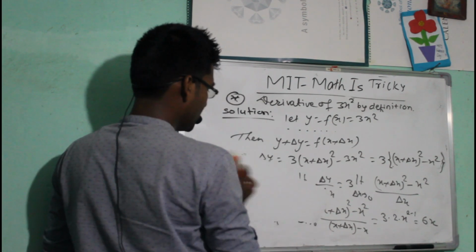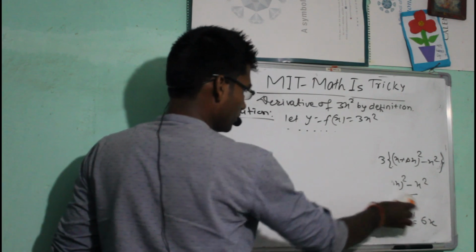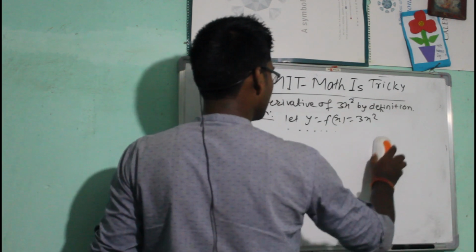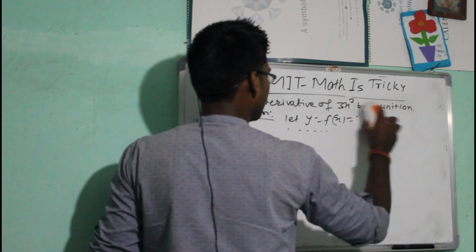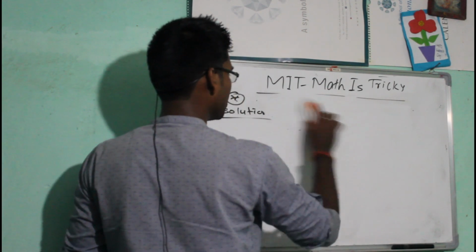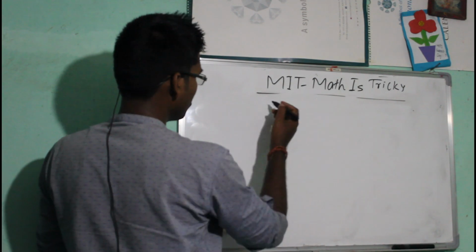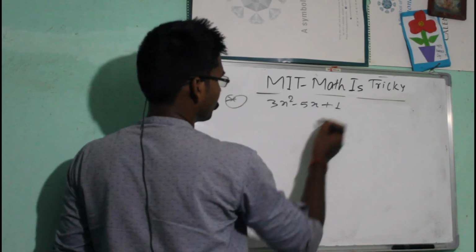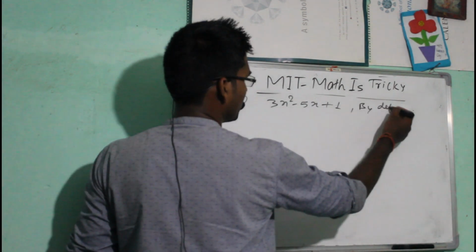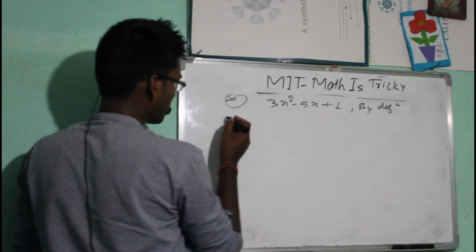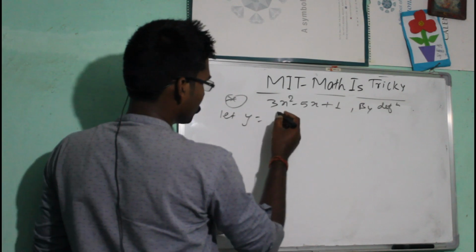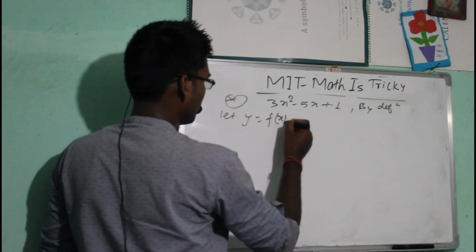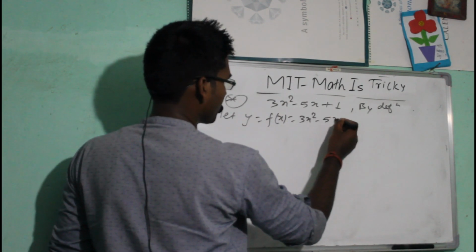If you are understanding, let me solve some more problems for you so that it will be easy. Suppose we are finding the derivative of the same thing, just changing the function. All the questions I'm doing here by first principle. Suppose you find the derivative of 3x square minus 5x plus 1 by definition. The same thing we will do like this. Let y equals f(x) equals 3x square minus 5x plus 1.